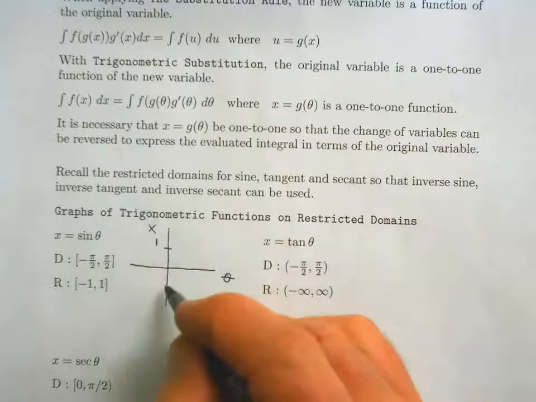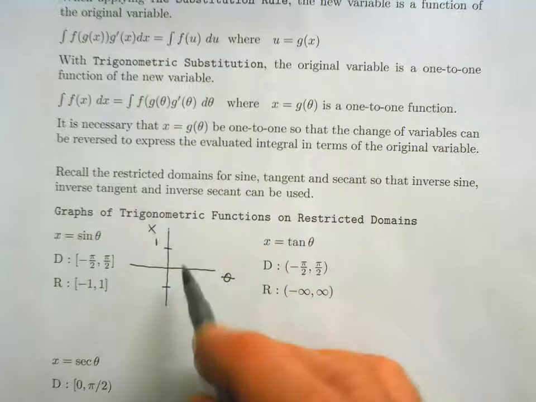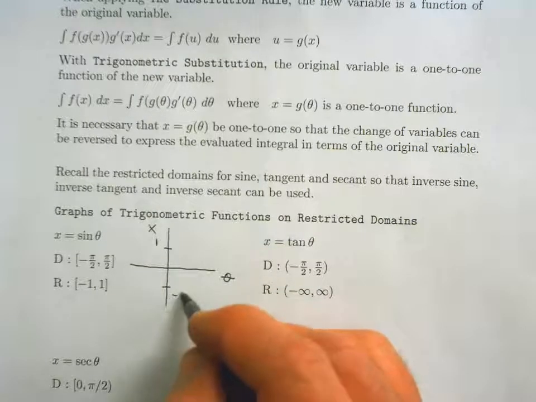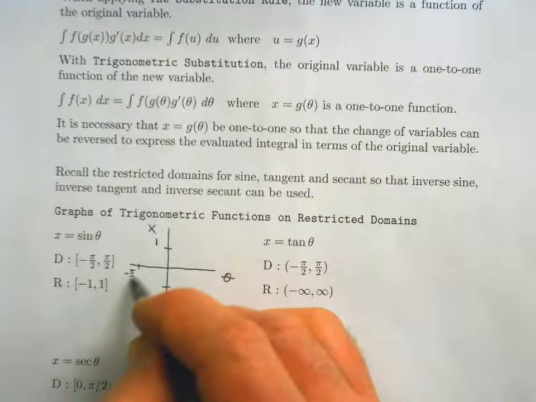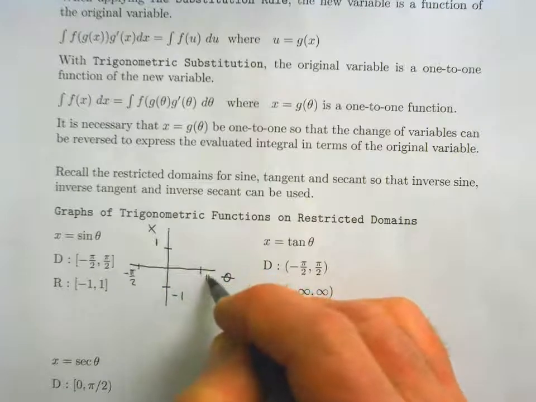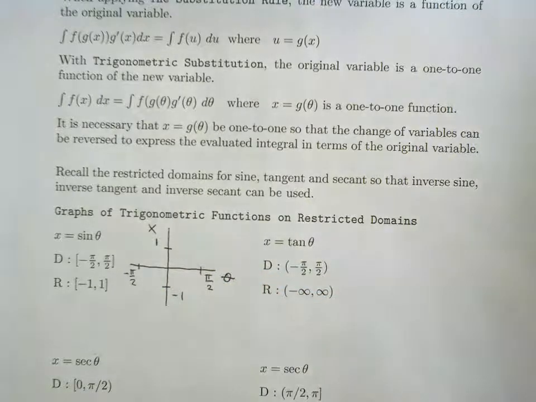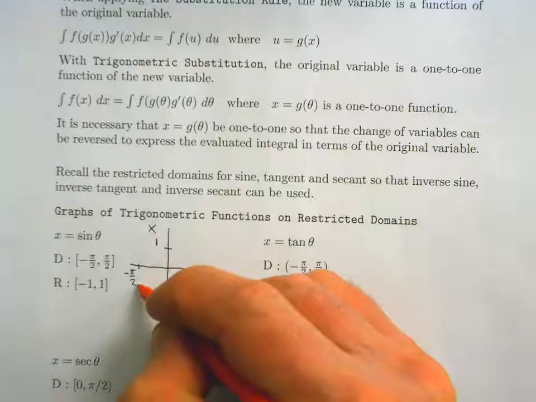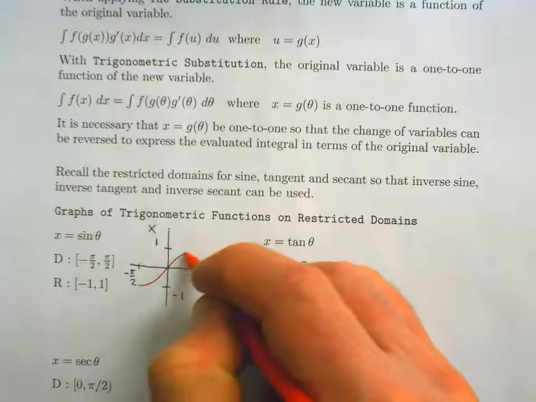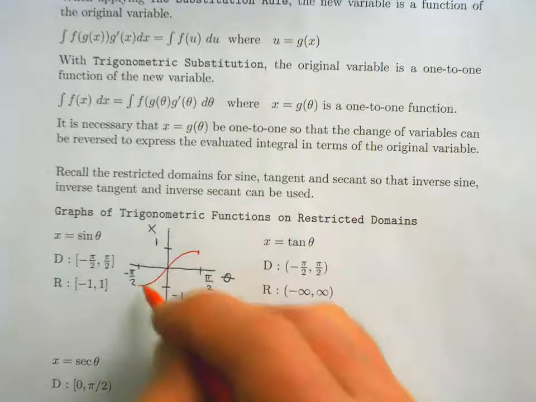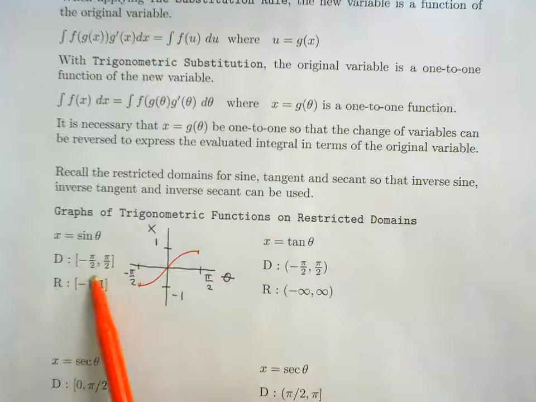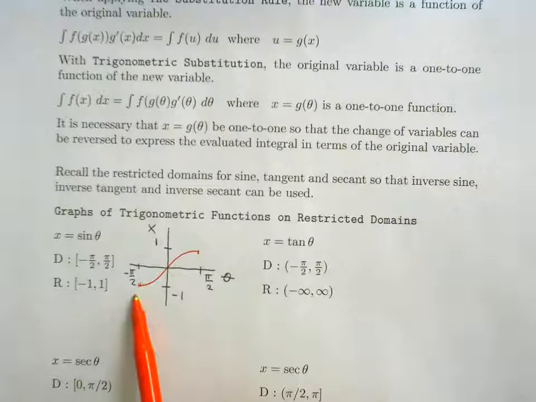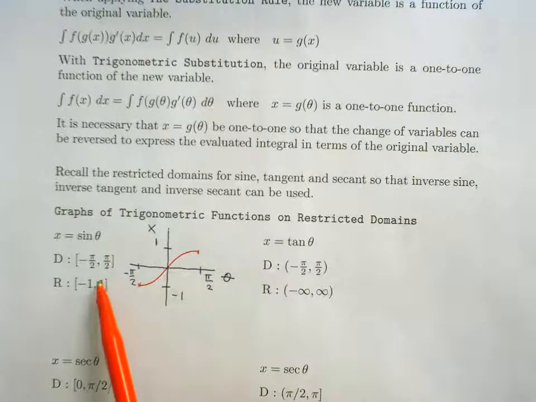and the maximum value of sine is 1, the minimum value is negative 1, and on the interval from negative pi over 2 to pi over 2, the graph of the sine function looks sort of like this. As you can see, if we restrict the domain of sine from negative pi over 2 to pi over 2, it is a one-to-one function on that interval.